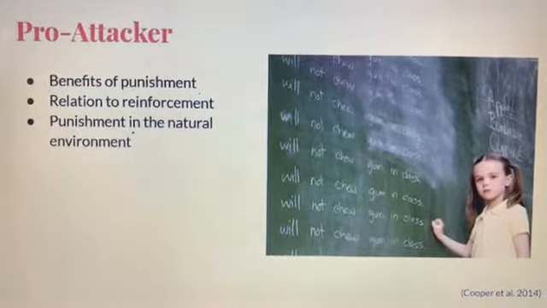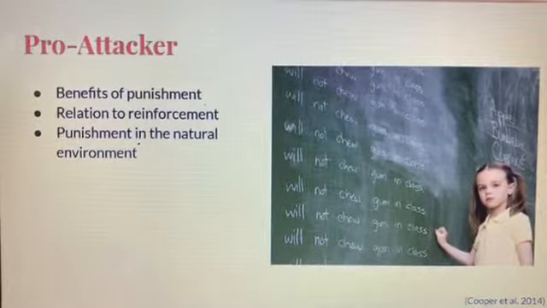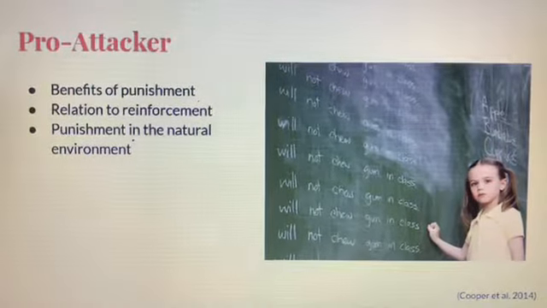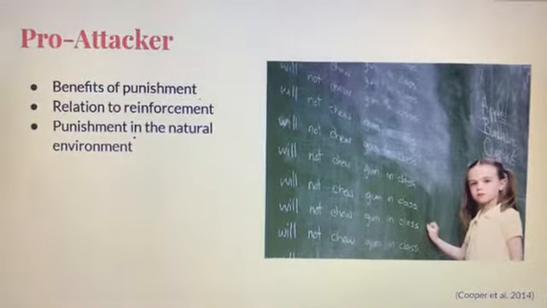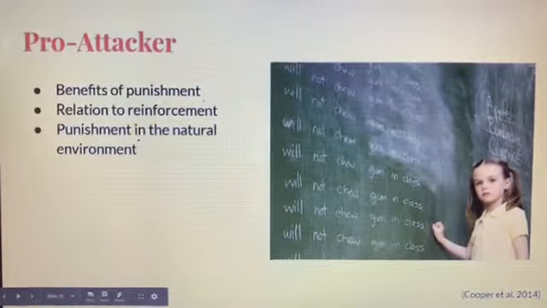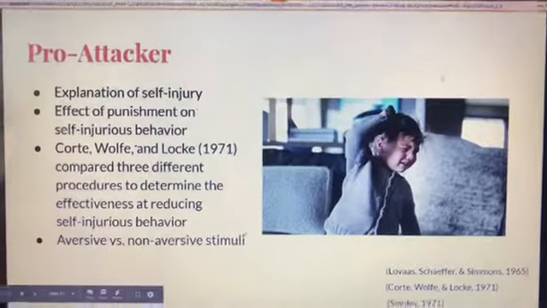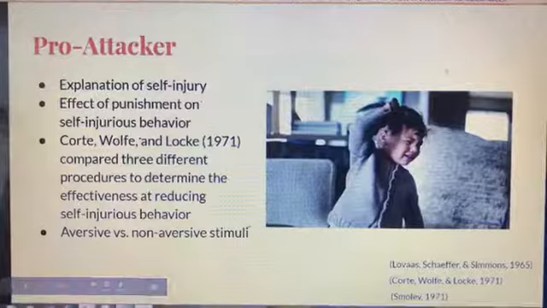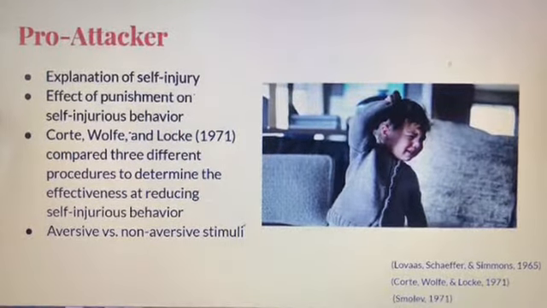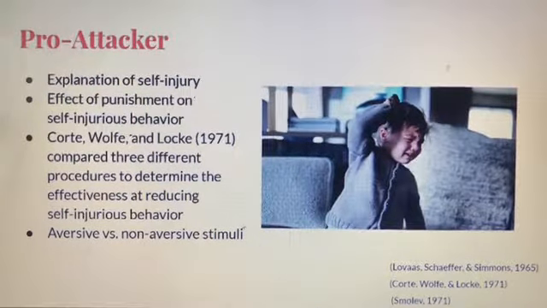I have given examples of punishment as it relates to our everyday life. I think it is important to highlight the effects punishment has on other serious behaviors. One such behavior in people with developmental disabilities involves self-injury. Self-injury can range from hitting and biting oneself to headbanging and pulling out hair. Self-injurious behaviors can be life-threatening and cause permanent damage to the individual.